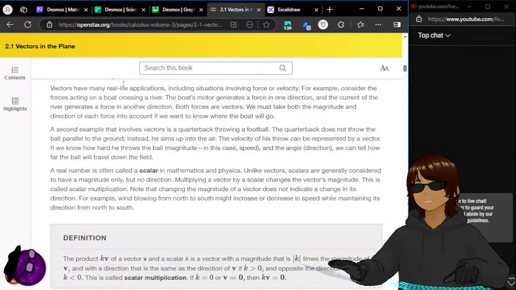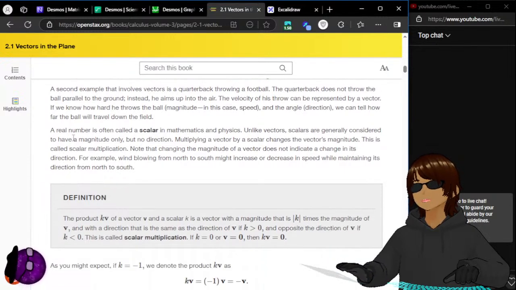Vectors have many real-life applications, including situations involving force or velocity. For example, consider the force acting on a boat crossing a river. The boat's motor generates a force in one direction, and the current of the river generates a force in another direction. Both forces are vectors. We must take both the magnitude and direction of each force into account if we want to know where the boat will go. A second example that involves vectors is a quarterback throwing a football.